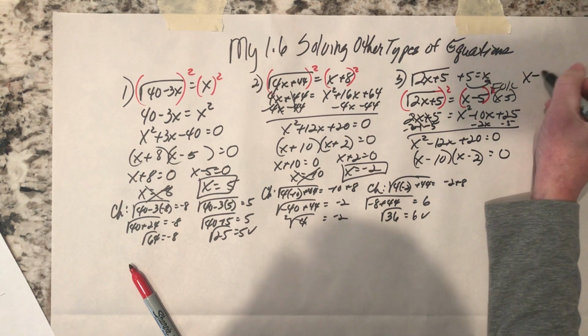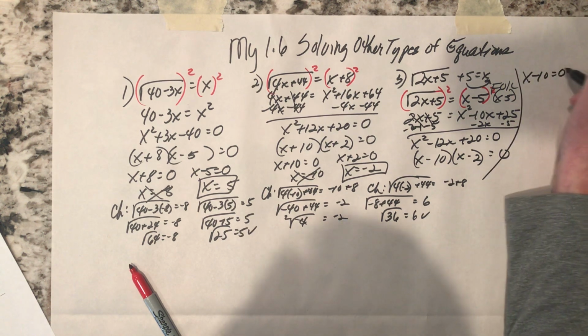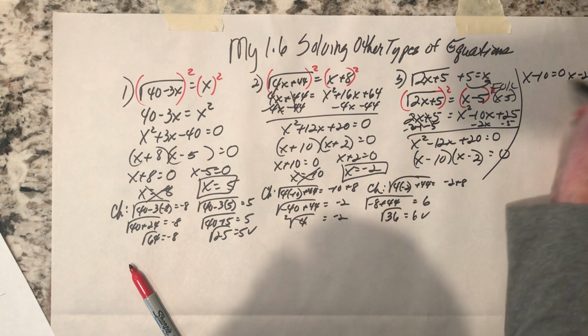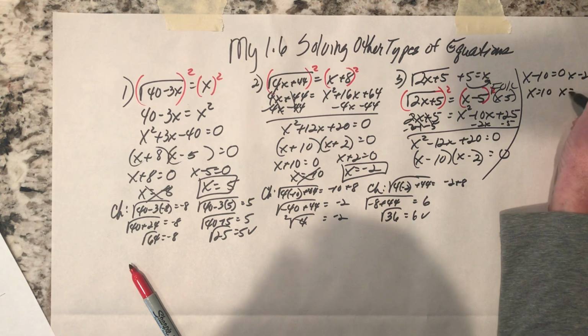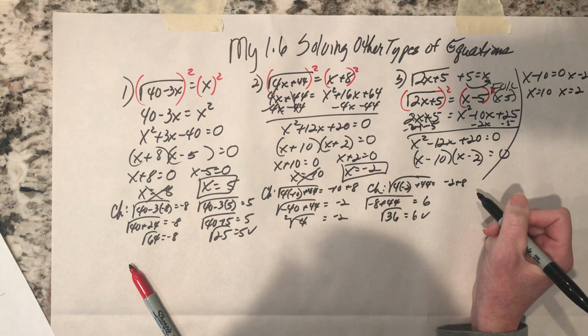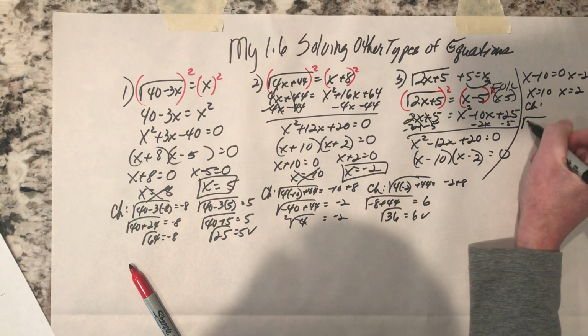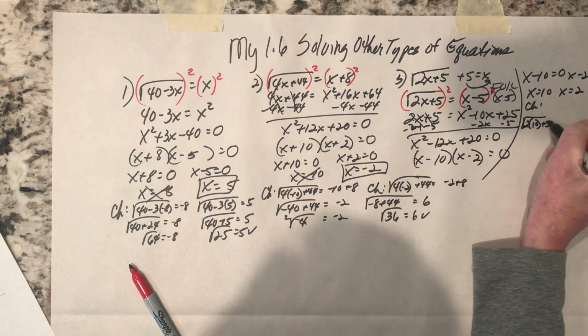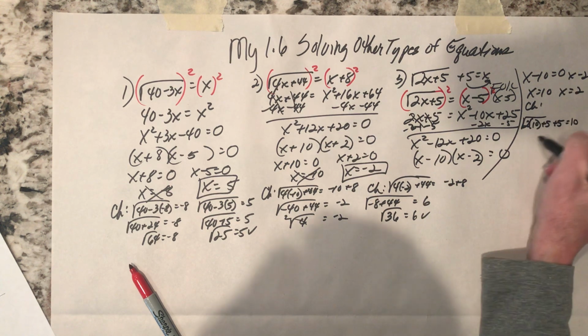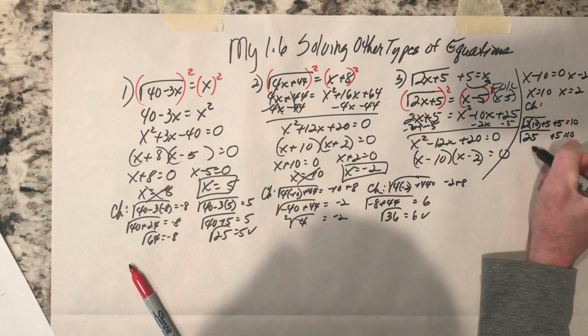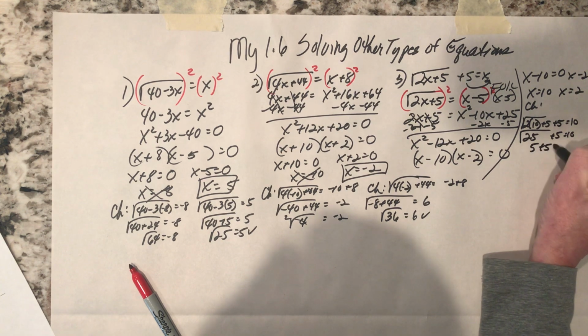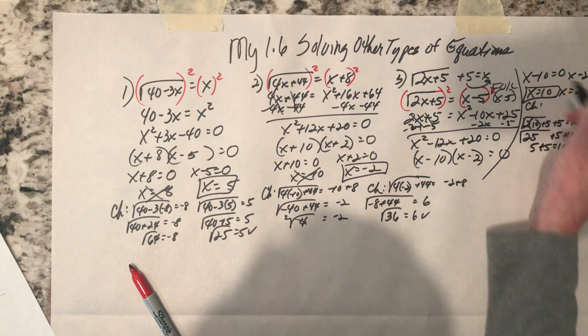Let's go up here. X minus 10 equals 0. X minus 2 equals 0. So x is a 10, and x is a 2 when you send them to the other side. Let's do the checks. Square root of 2 times 10 plus 5 equals 10. That's 25 plus 5. This is 5 plus 5 equals 10, so 10 works.